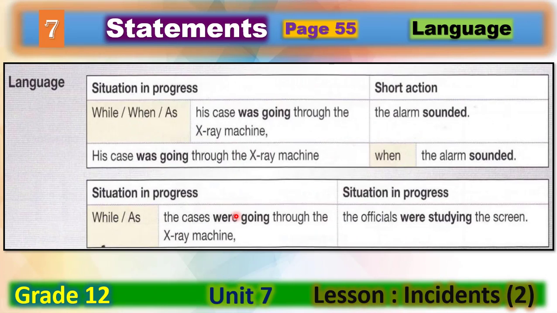Okay. Now let's study the language box on page 55, the language section. Situation in progress. If the situation is in progress, we use while, when, or as. His case was going through the X-ray machine. The alarm sounded. Or we can say that his case was going through the X-ray machine when the alarm sounded. Situation in progress. While or as the cases were going through the X-ray machine, the officials were studying the screen. Two situations here in progress.